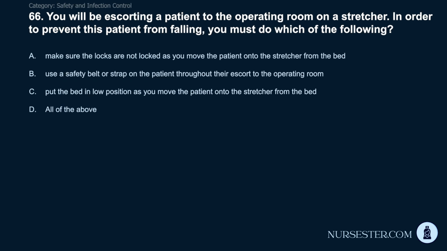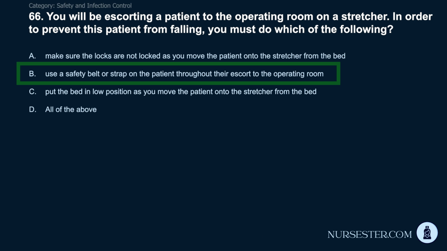Safety and infection control. 66. You will be escorting a patient to the operating room on a stretcher. In order to prevent this patient from falling, you must do which of the following? A. Make sure the locks are not locked as you move the patient onto the stretcher from the bed. B. Use a safety belt or strap on the patient throughout their escort to the operating room. C. Put the bed in low position as you move the patient onto the stretcher from the bed. D. All of the above.